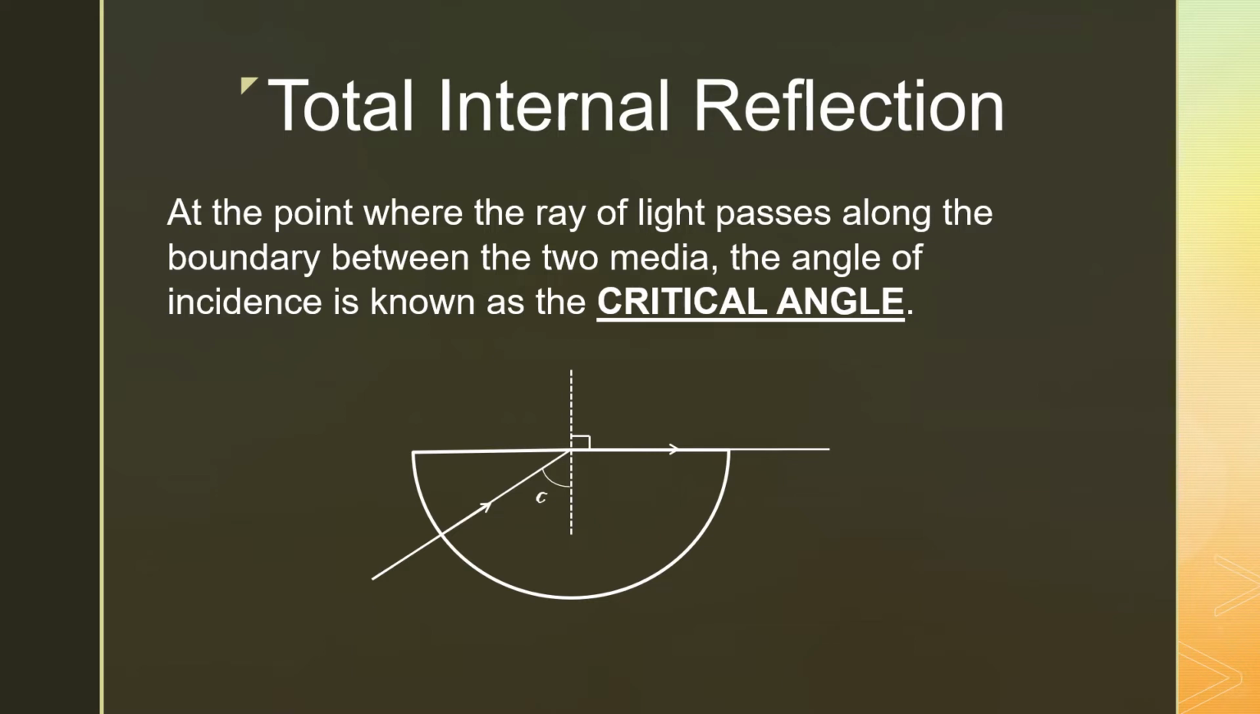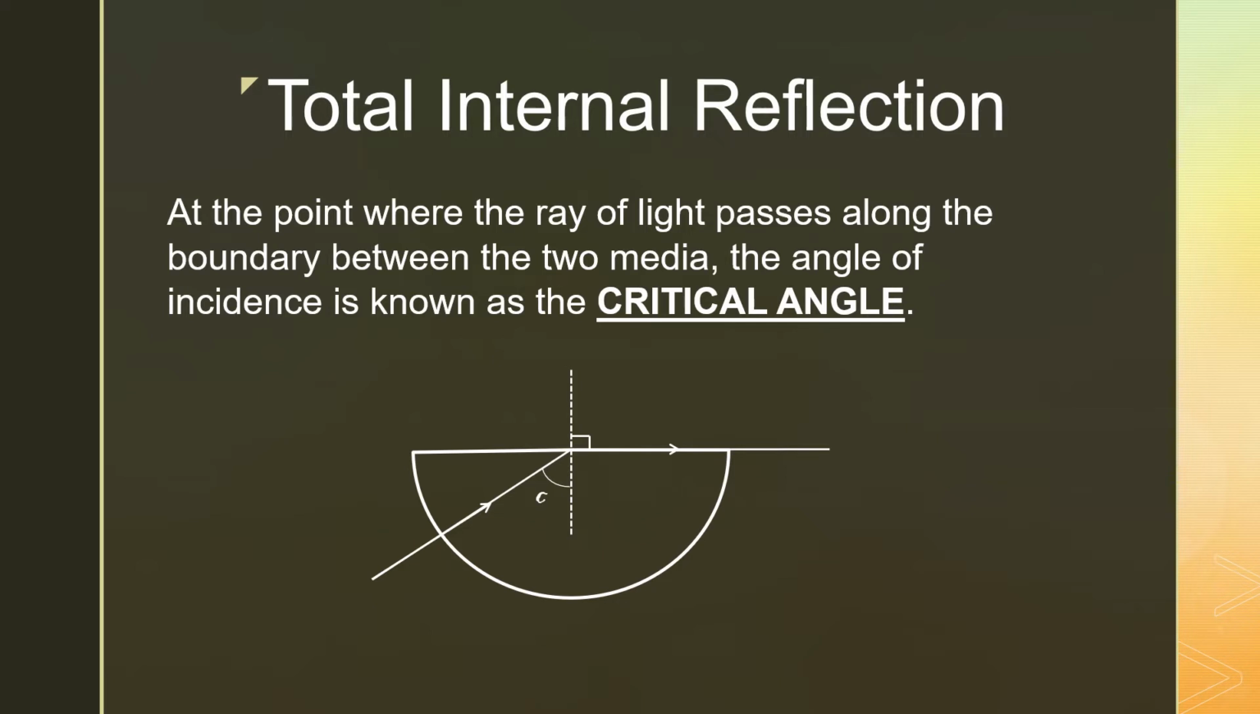Now the angle of incidence, this angle here, that results in the angle of refraction being 90 degrees, is what we call the critical angle. And that's a really important term that I want you to be able to define. So the critical angle is the angle of incidence that results in the emerging ray traveling along the boundary between the two media.